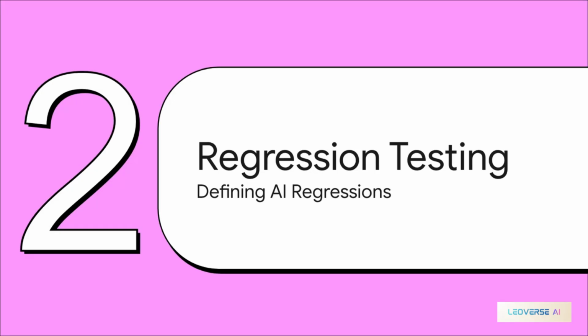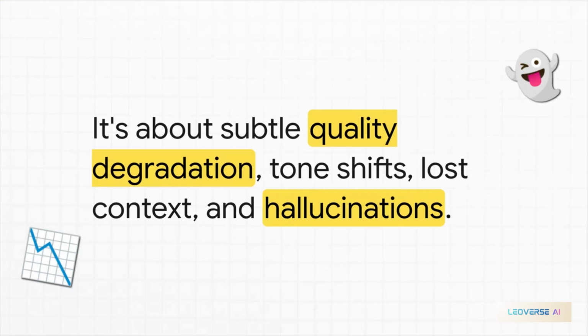Moving right along to part two, defining AI regression testing. Let's see how this builds into our testing framework. In the traditional software world, a regression usually means broken syntax or an application crash. But in the AI world, regressions are silent and they are incredibly tricky. We're talking about subtle quality degradation, a weird shift in tone, lost context, or hallucinated facts. An output that is silently wrong is actually far more dangerous than a loud error message, simply because it seamlessly passes through the system straight to your user or your database.